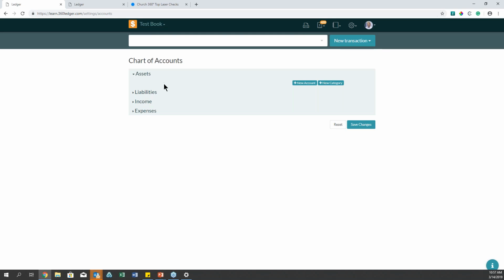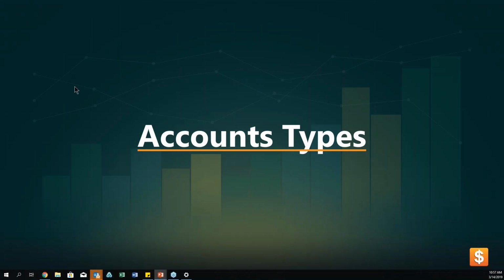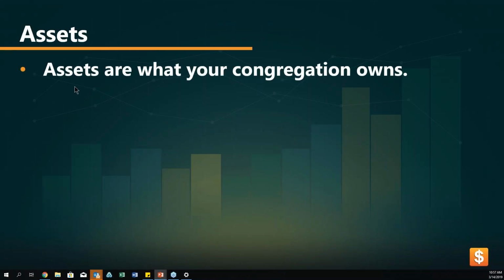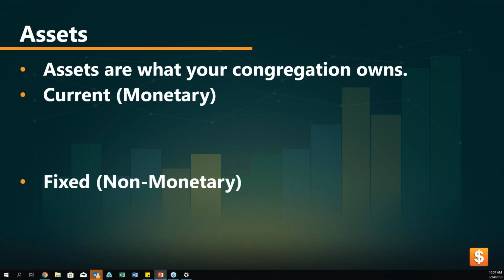So for assets, I do want to switch back to my PowerPoint here. Here we go. I want to show the account types and explain the reason for being for each one of the account types and when you're going to use them. When it boils down to it, I think of assets basically as what we own. So assets are what your congregation owns. We think of assets in 2 forms. There's going to be current assets, and then there's going to be fixed assets.